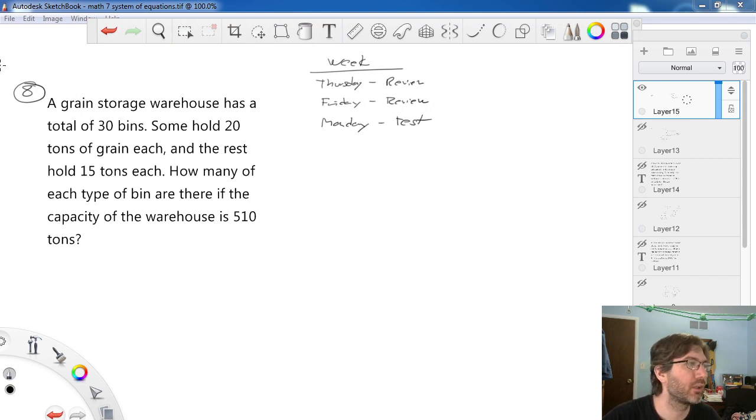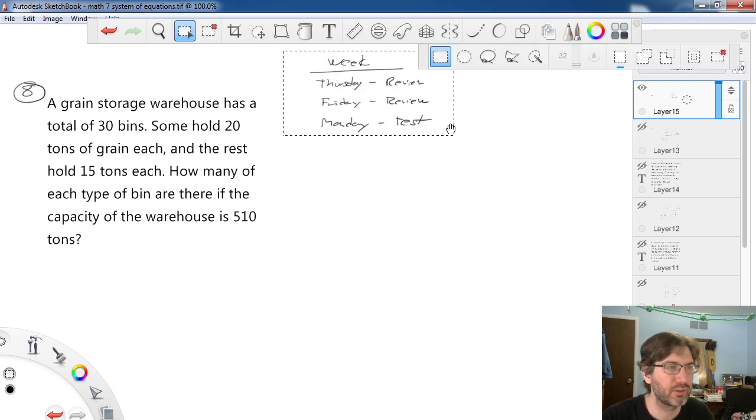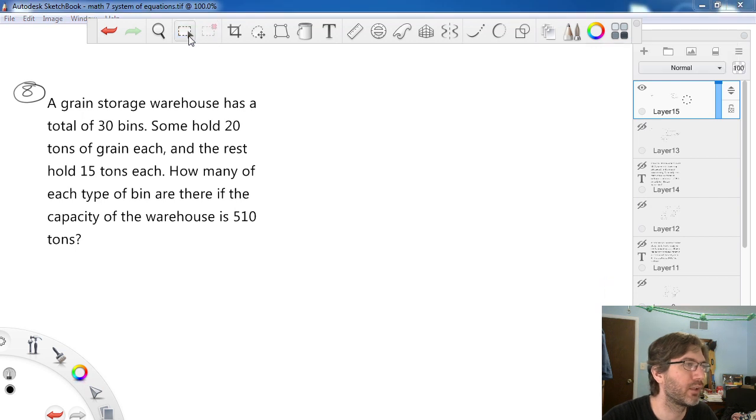So today, let's look at problem number 8. Yesterday, I did give you the equations for it because you guys were saying you're having difficulty picking out equations. So we picked them out yesterday. Let's go ahead and pick them out again. See if we're reading it the same way. Okay, a grain storage warehouse has a total of 30 bins. Some hold 20 tons of grain each, and the rest hold 15 tons.